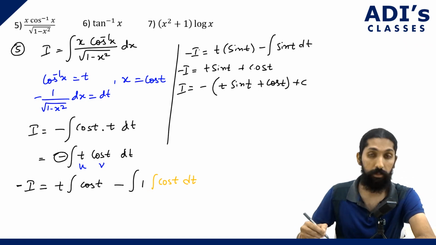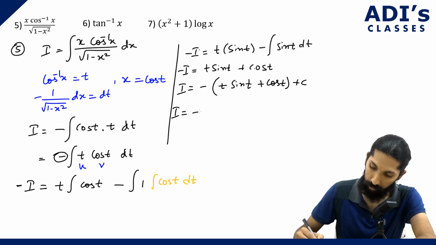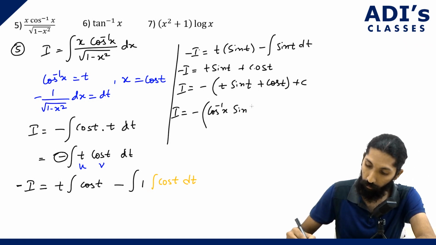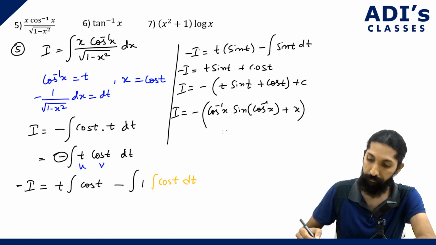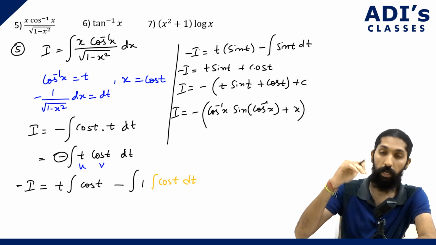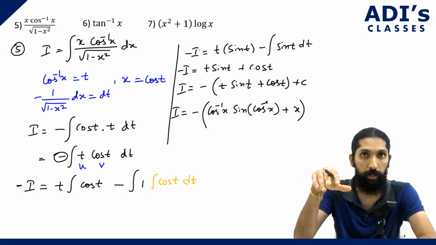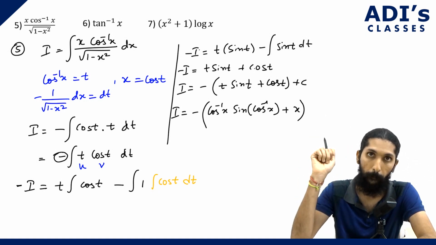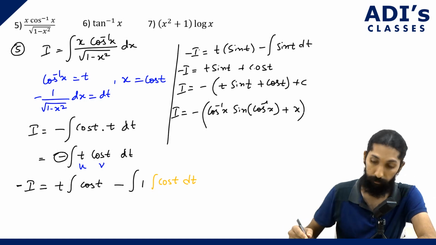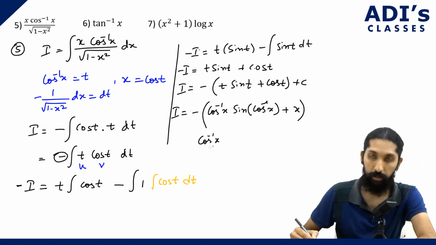But what is t? t is cos inverse of x. So you have I is equal to minus of cos inverse x into sine of cos inverse x plus x, right? Because cos of cos inverse x is nothing but x. Sine of cos inverse x, we can't write it like that, right? So we have to write cos inverse of x in terms of sine inverse of x, right? So when we are doing that, we can write this.